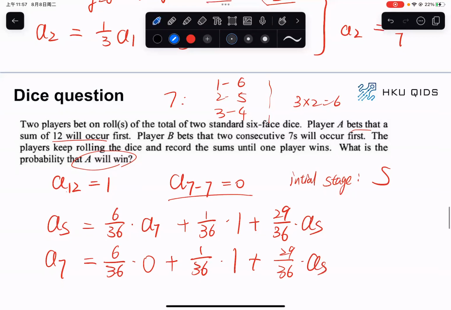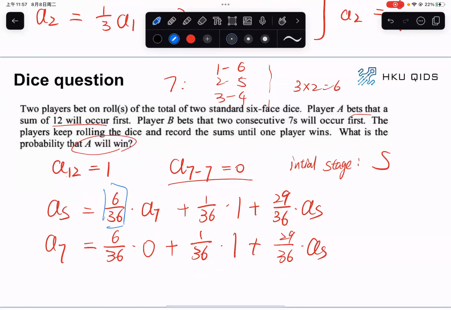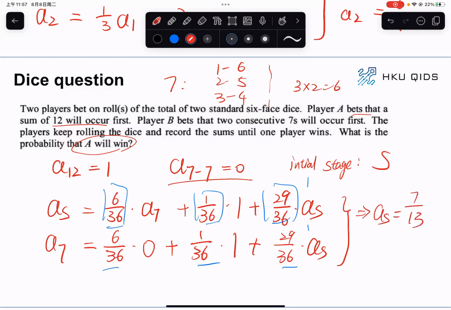And to double check, we can have the sum of these 3 equal to 1, and also the sum of these 3 also equal to 1. So perfect. Now we just need to solve this equation. And we can have AS equal to 7 over 13.